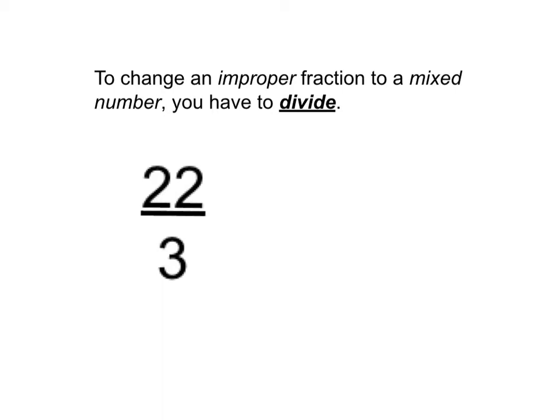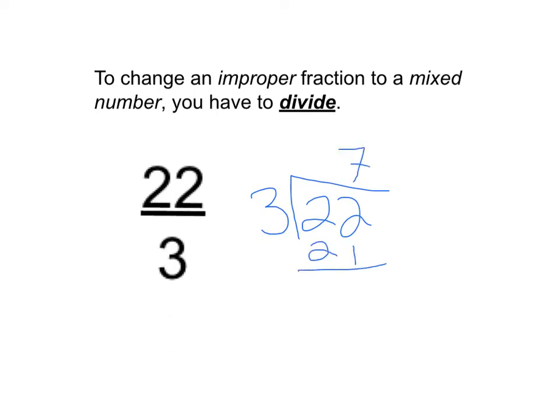So you're just going to take these numbers, and the top number always goes on the inside of your division, and the bottom number always goes on the outside. So we're just going to go through and do division just like you did last year. So 3 goes into 22 7 times, because I know 7 times 3 is 21. And then I'm going to subtract. So I have 1 left over, so I have a remainder of 1.